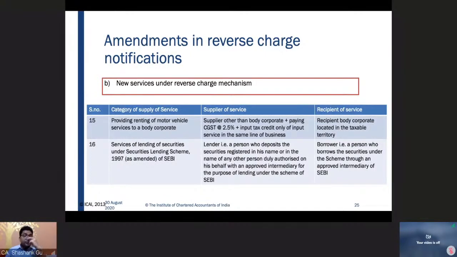So here, good that you asked. It could be a clarification for a lot of other people who would have been confused. So I hope it will be clear now that it is not a transaction in securities but services of lending of securities.